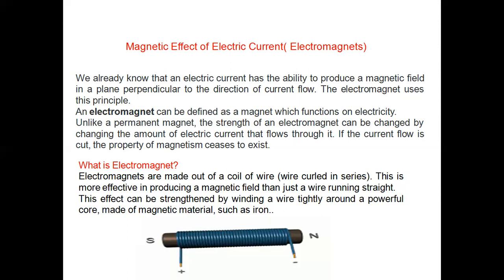So unlike a permanent magnet, the strength of the electromagnet can be changed. The strength of the electromagnet can be changed by changing the amount of electric current that flows through it. No doubt, the strength of the magnetic field depends on how much electricity you are passing through that coil, right?